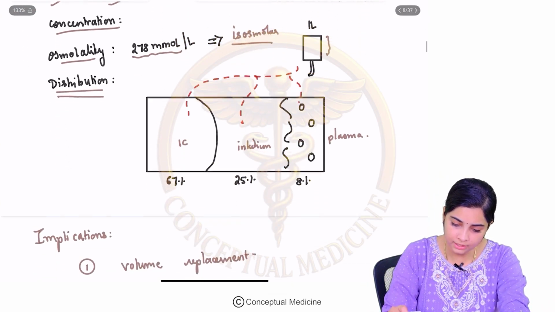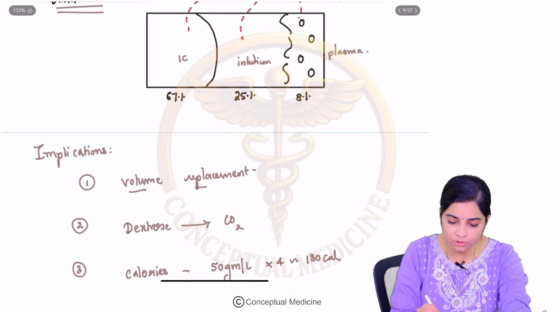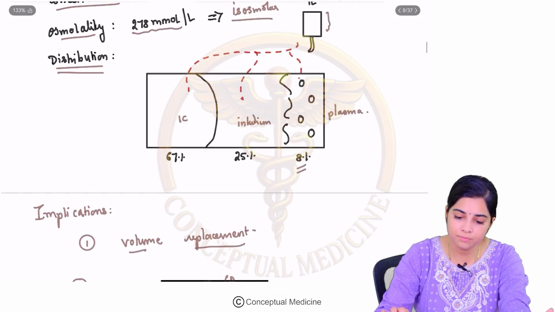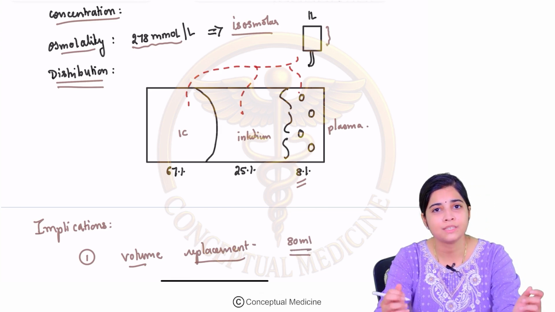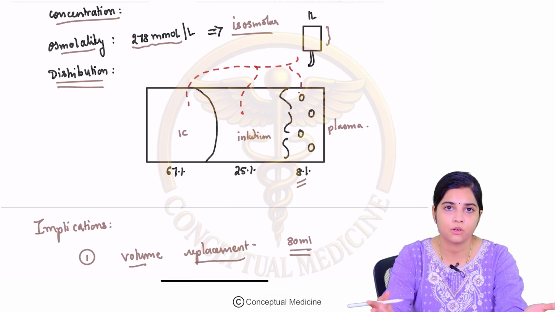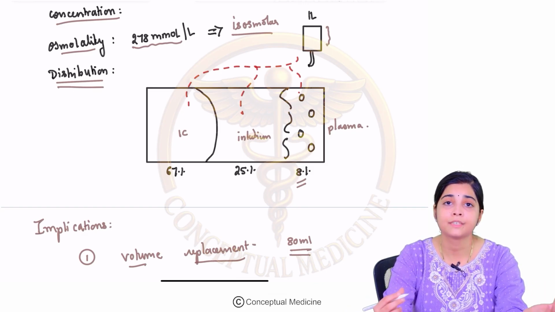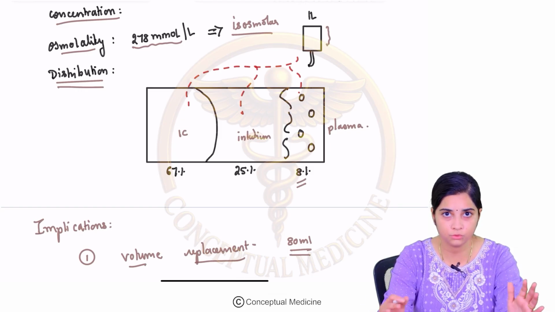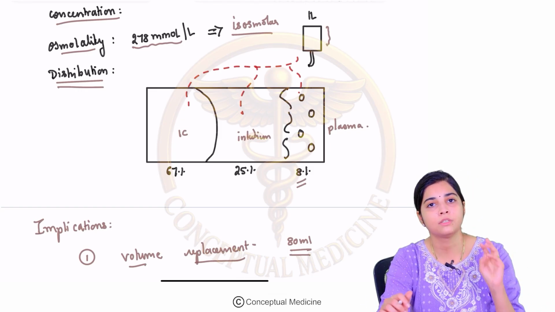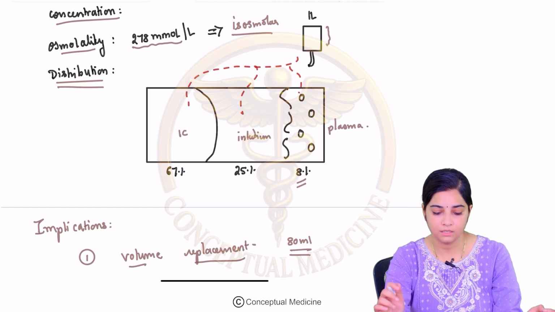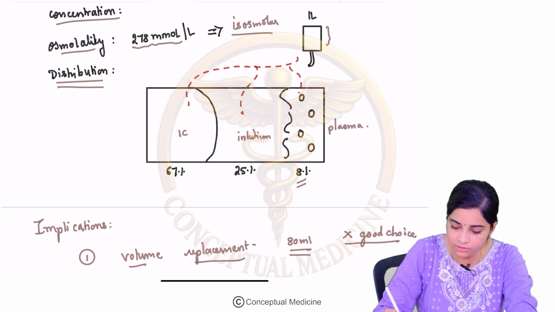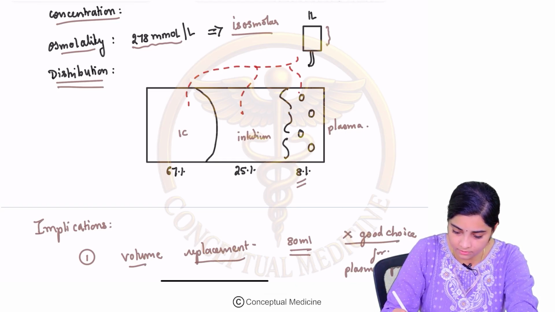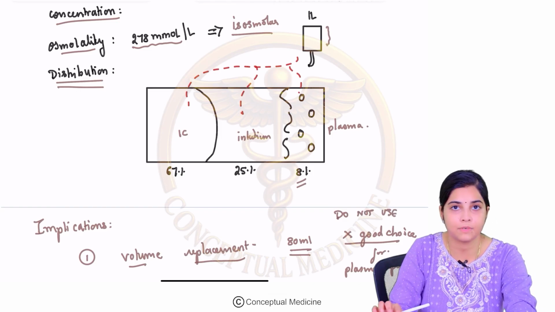So what is the implication of this IV fluid, right? Can it be used for volume replacement? We know that only 8% goes into the plasma, right? So that means that only around 80 ml will go into the plasma. So is it a good plasma expander? For example, in patients with shock, in patients with hypovolemic shock, will you give dextrose as the first line of treatment in the treatment of shock? No, because the amount of dextrose that goes into the plasma to maintain the plasma volume is very, very less, right? So this is not a good choice for plasma expansion, right? So it is not used for plasma expansion, okay?